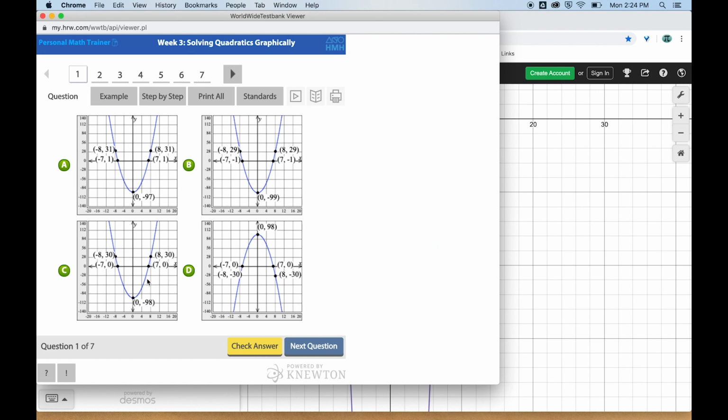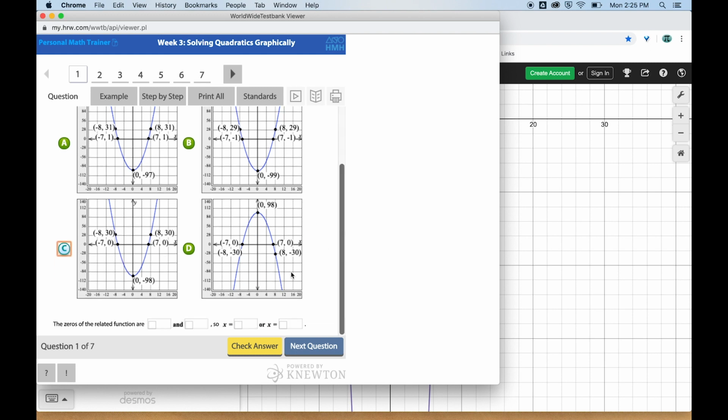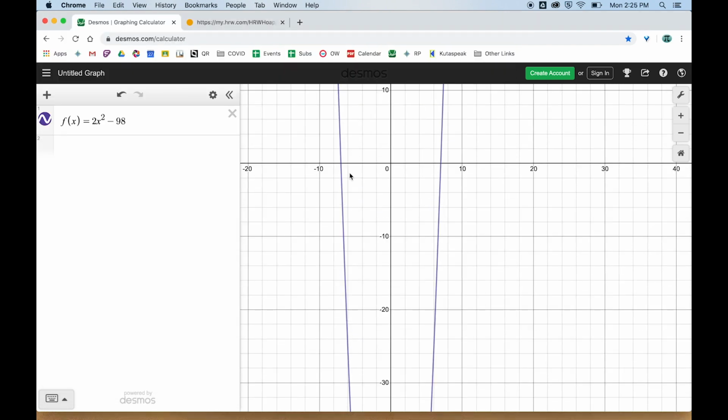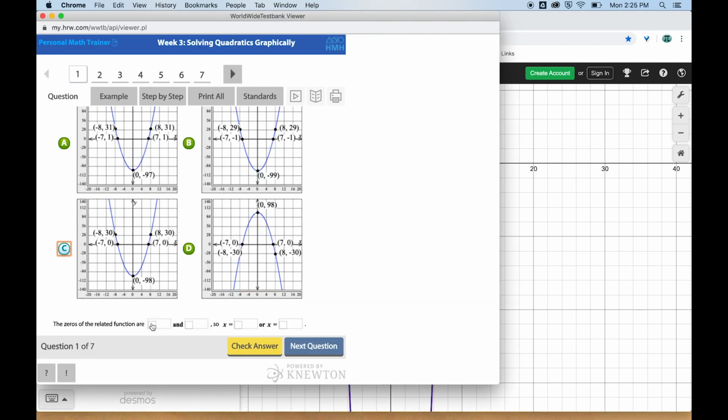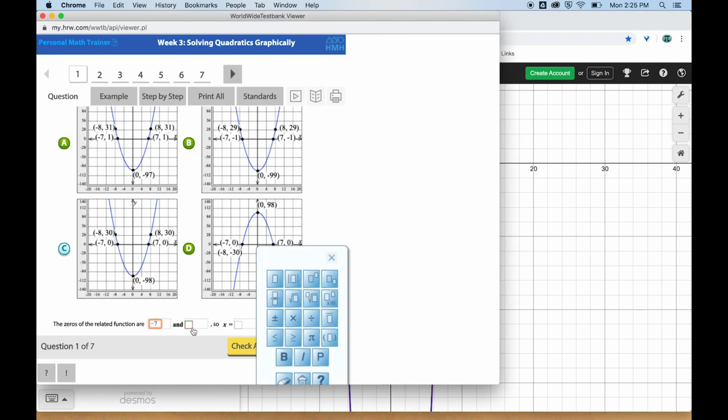Now you might get some problems though where you still have to do some more narrowing down. You could see where the y-intercept is, and so that would help. And that should narrow it down. So it is definitely C here. And then it says the zeros of the related function are blank and blank. Well, those are the values of x that make the y value come out to 0. So that's negative 7 and 7. So let me go put that in, negative 7 and 7.